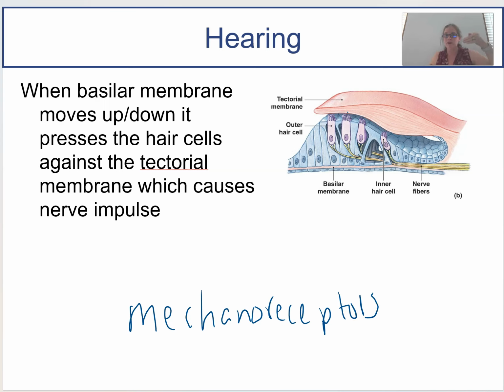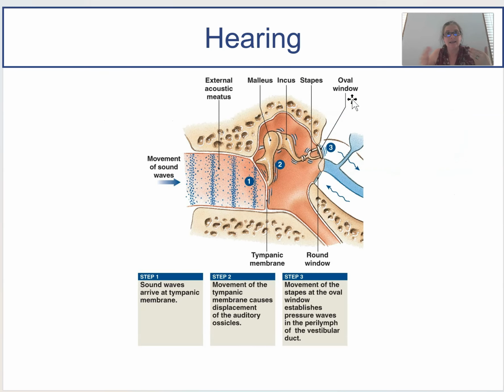So the sound wave comes in, it's going to get funneled. Eventually it gets here and it moves this basilar membrane. And when it does that, those little hair cells hit the tectorial membrane and boom, you get a nerve impulse. Now you need to send that nerve impulse to your brain, right? You have to send it to your auditory cortex.